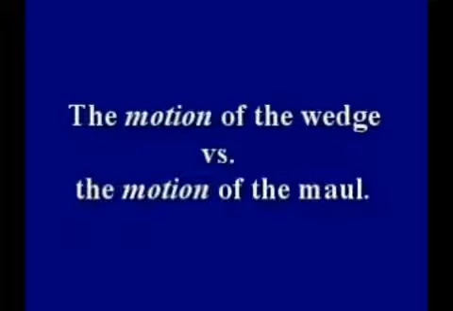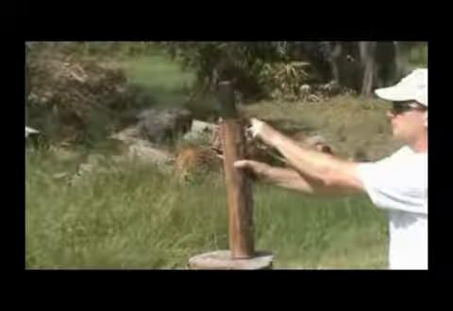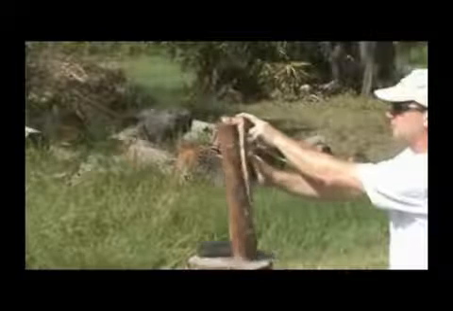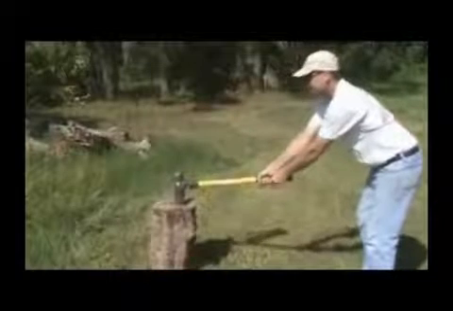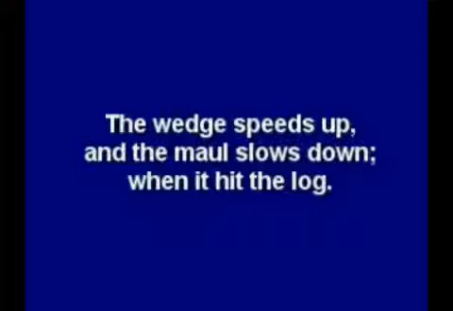Let's look at the motion of two falling bodies, a splitting wedge and a splitting maul. The motion of this falling wedge and the motion of this maul look similar as both fall through the log. But the wedge speeds up and the maul slows down when it hits the log.